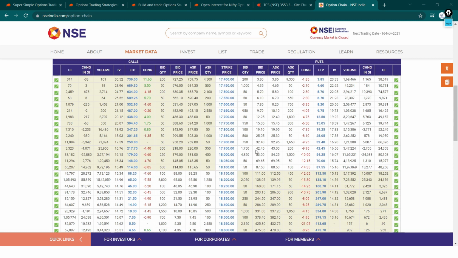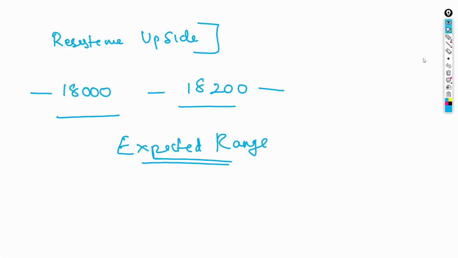So if you look at the 18,000 put option, the premium is trading at 50 rupees, and the 18,200 put option premium is trading at 65 rupees. When I combine both of them, that is 50 plus 65, it's around 110. So the expected range for the market is somewhere around 18,000 minus 110 and 18,200 plus 110.